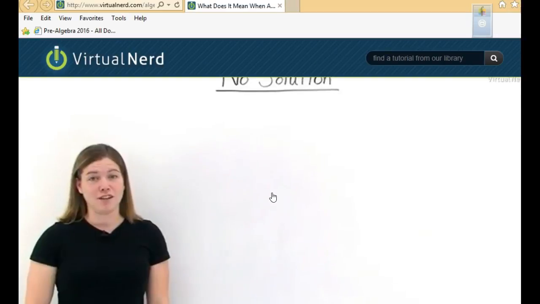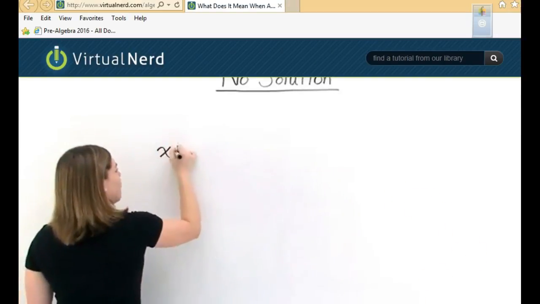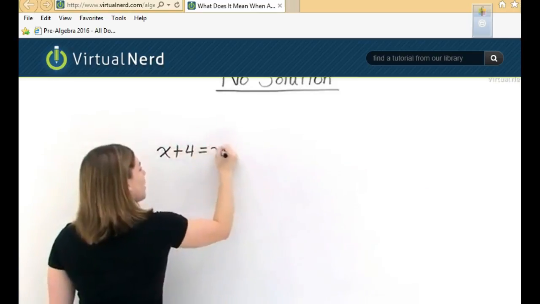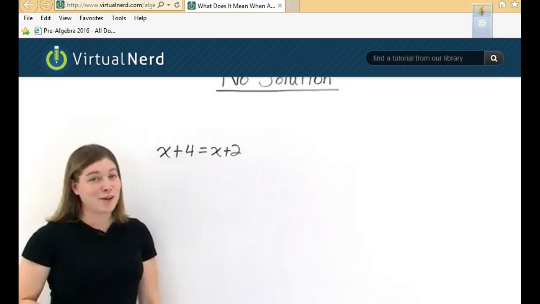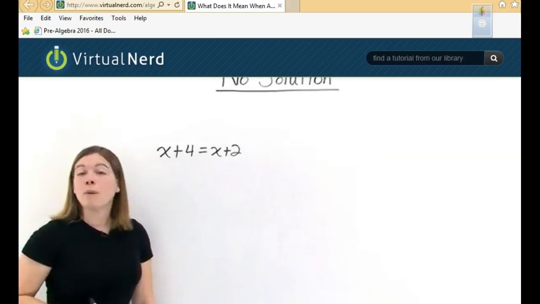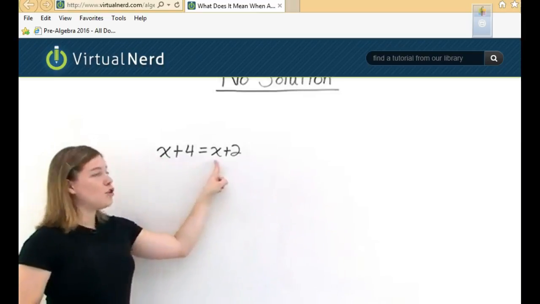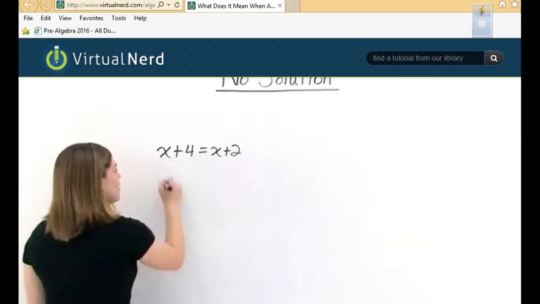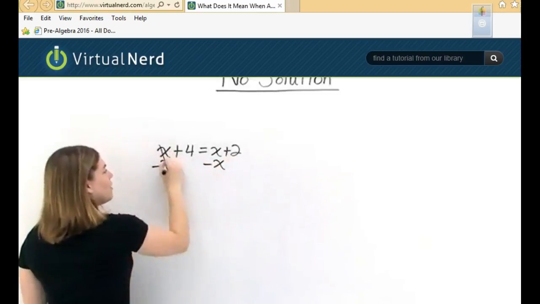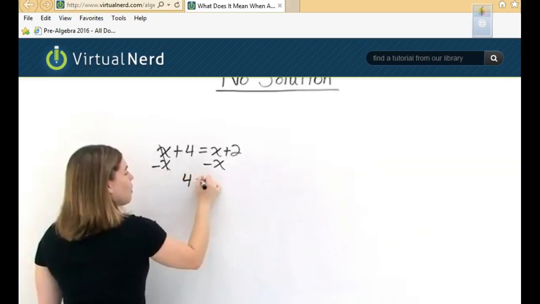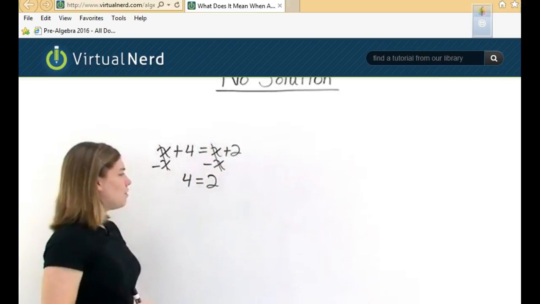Problem has no solution. Well, to figure out what that means, let's look at a couple examples of problems that have no solution. Let's look at x plus 4 equals x plus 2. This looks kind of like a normal equation. But look at what happens when we try to solve for x. Let's move this x to the right-hand side of our equation. To do that, we subtract x from both sides. And then on the left, these x's cancel out, and we're left with 4. On the right, these x's cancel out, and we're left with 2.